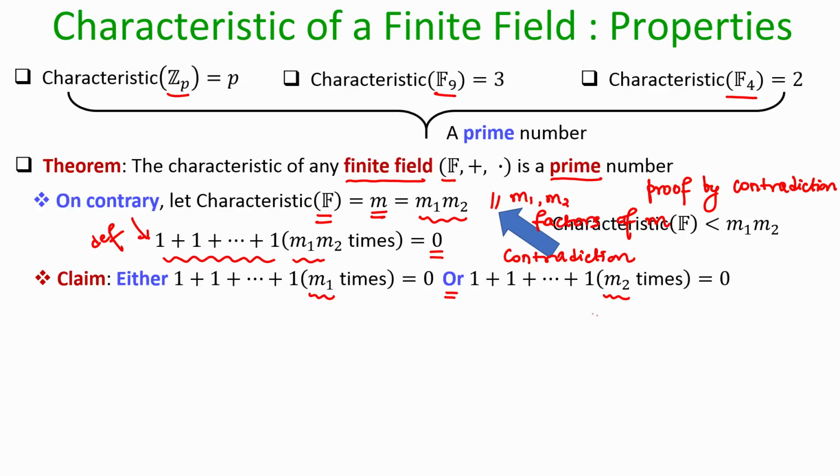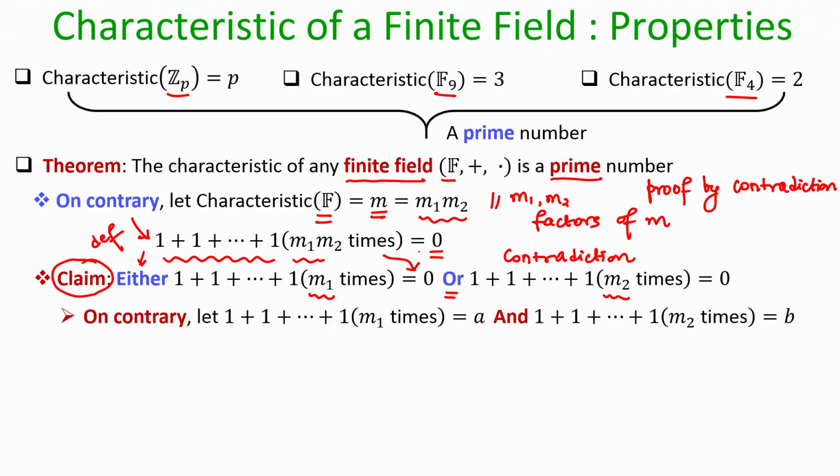So, that goes against the assumption that the characteristic of the field was m1 times m2 in the first place. So, everything now boils down to proving this claim. That means, assuming that 1 added to itself m1 m2 times gives you 0, I have to show that either this statement is true or this statement is true. And again I will use a proof by contradiction to prove this claim.